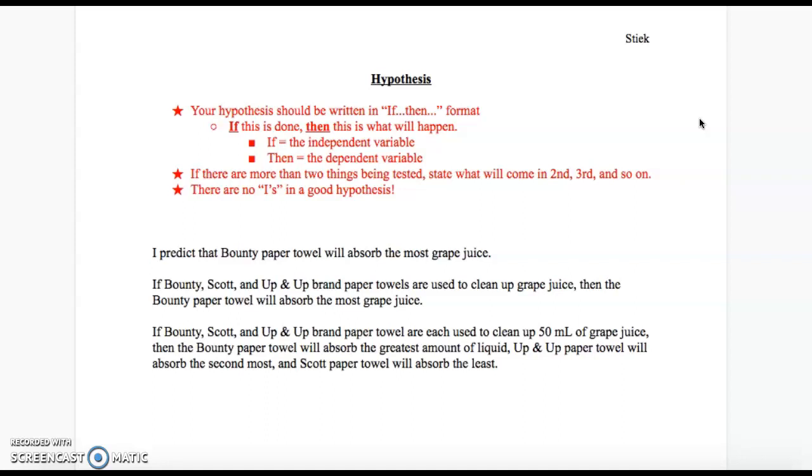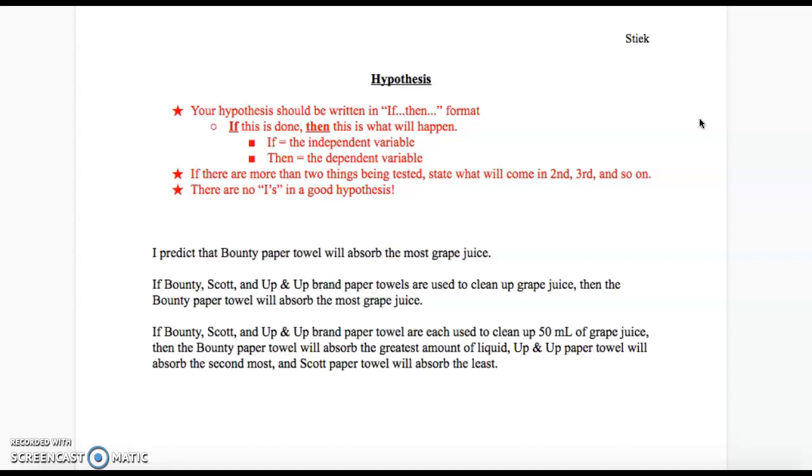If you are testing more than two things, and that is totally okay, if that's you, make sure that your hypothesis is specific and tells the viewer, the judge, the teacher, the student, whoever is looking at your project, not just what you think will be the first outcome, but also what you think will happen second, third, and so on. I've created 3 model hypotheses. Hypotheses is the plural of hypothesis. Let's take a look at them.